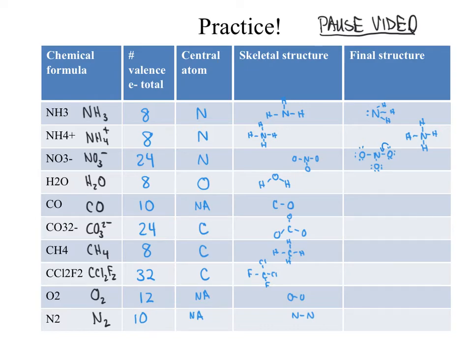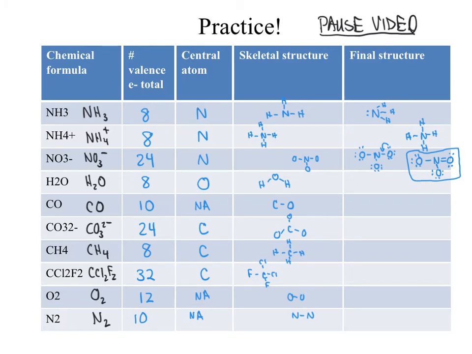So if I redraw that, I'm going to end up with a double bond to one of the oxygens, and I've used up a lone pair, so that oxygen only has 2 lone pairs, and then each of the other oxygens has 3 lone pairs. And that would be my final structure for the nitrate.